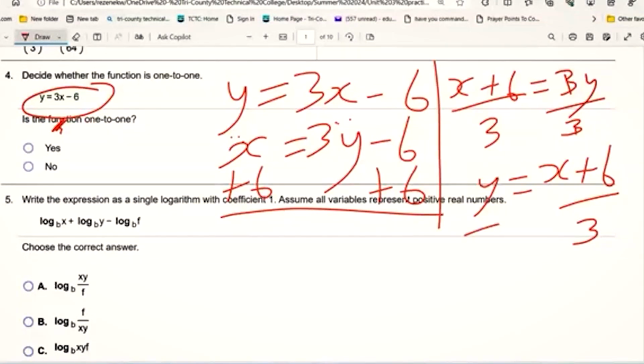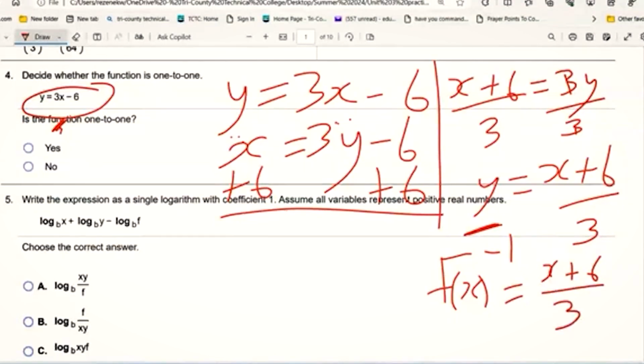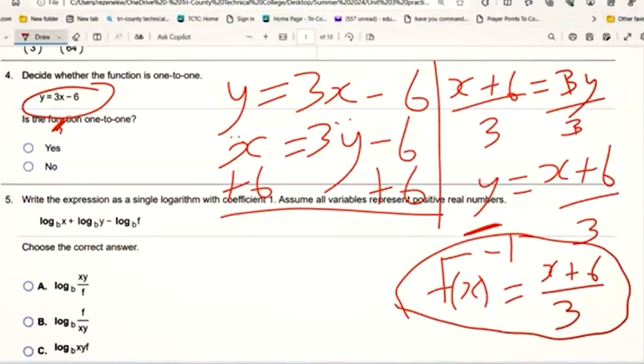But now I'm not going to write this as y. I will now write it as f inverse of x. So f inverse of x is x plus 6 over 3. We already know that every linear equation has an inverse. We could be told to find the inverse. That's what we just found. So we found the inverse of that function.